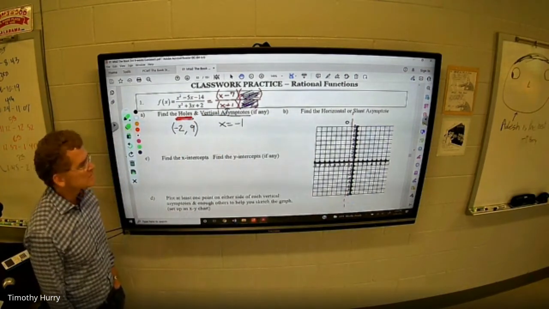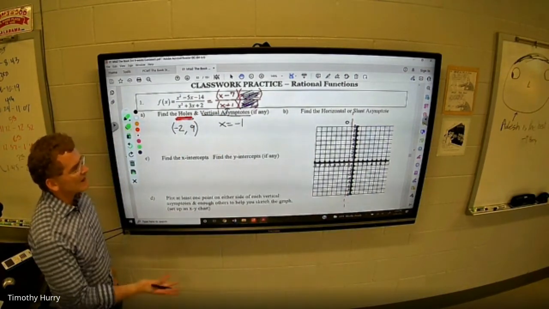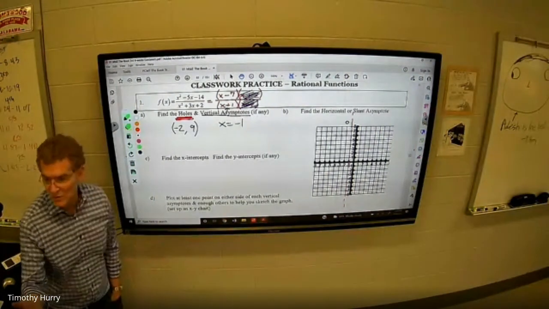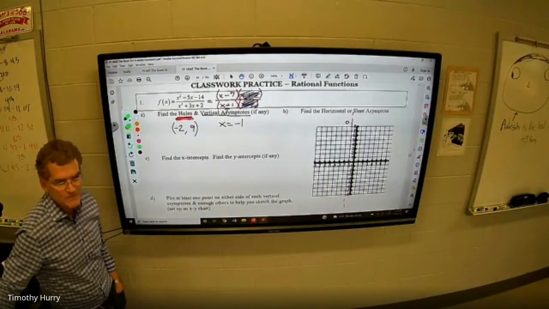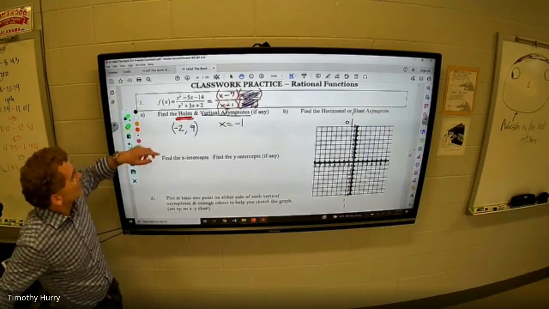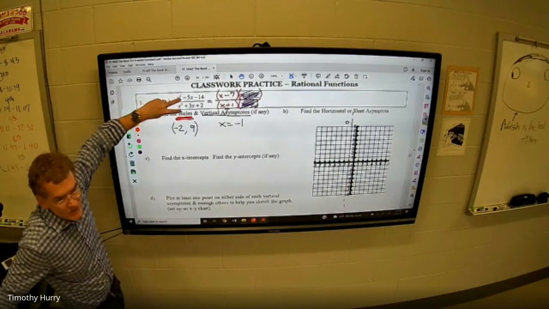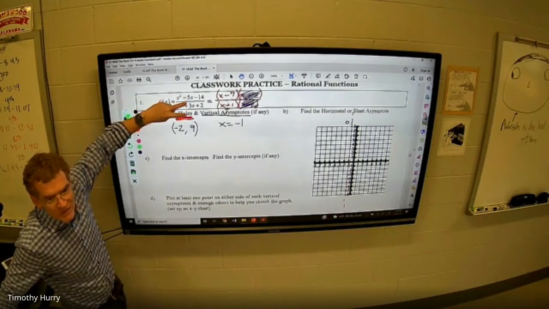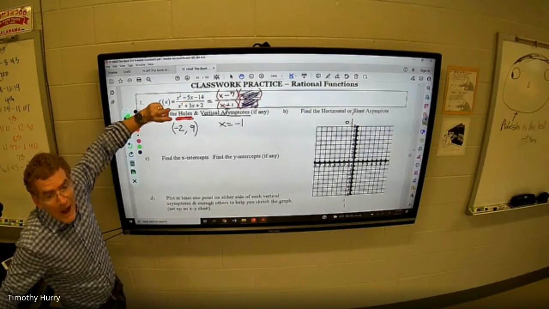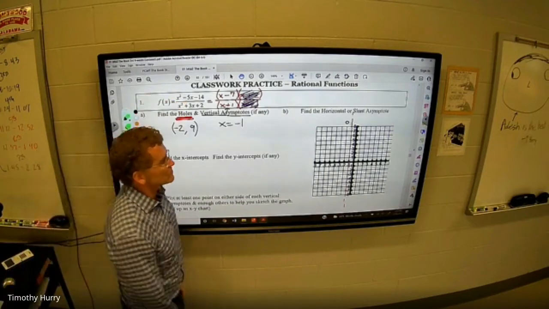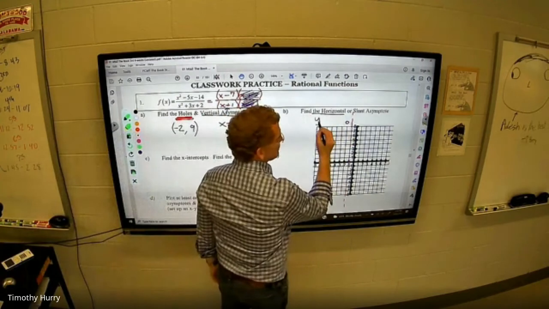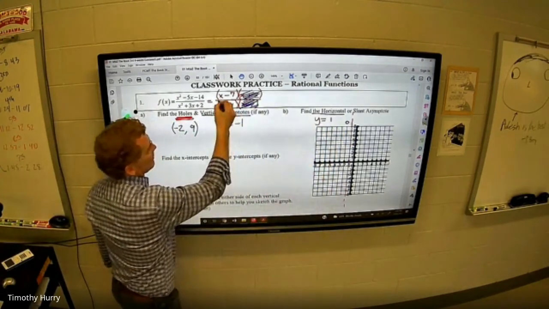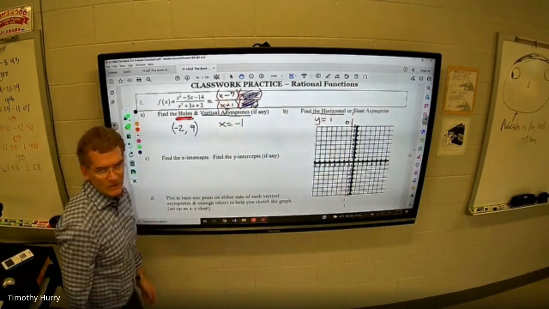Got that in there? Can I find a horizontal or a slant? Which one does it have in this case? Horizontal. Now, I could look at the original problem and see that because the powers are the same. So what is the horizontal? What? Y equals 1, right? Don't just say 1. So the horizontal is y equals 1. I could also have looked at this part right here and seen 1x over 1x is y equals 1.